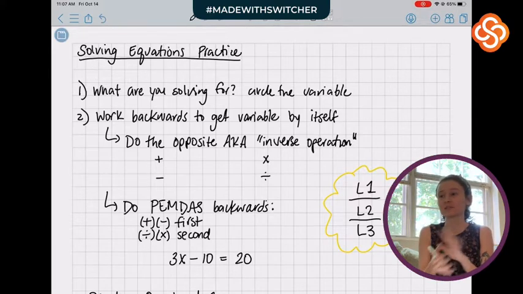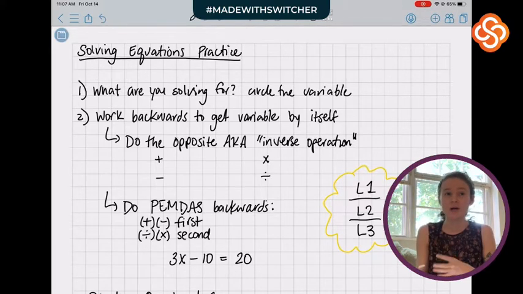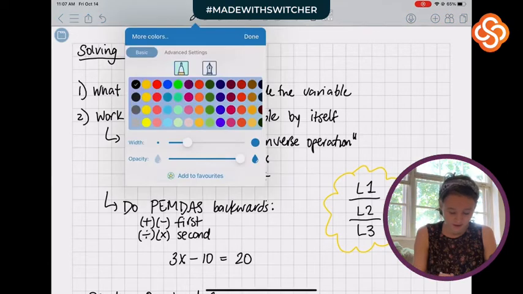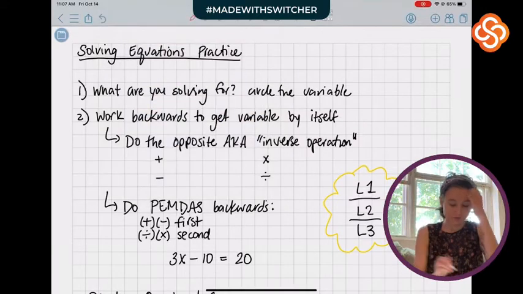So solving equations is super fundamental in algebra, but some people get stuck with it, and so I want to make it as basic as I possibly can, just straightforward. So let's go ahead and get started. Alright, so solving equations practice.